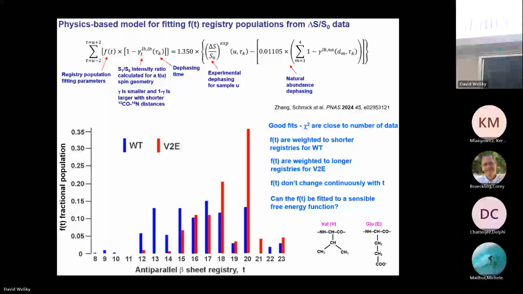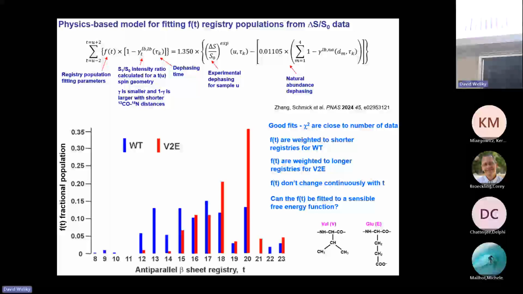One really quite surprising conclusion was that the populations don't change continuously with T. So for wild type, you see T equals 13 and 15 are large and 14 is small. For either wild type or B2E, you see 18 and 20 are large, 19 is very small.